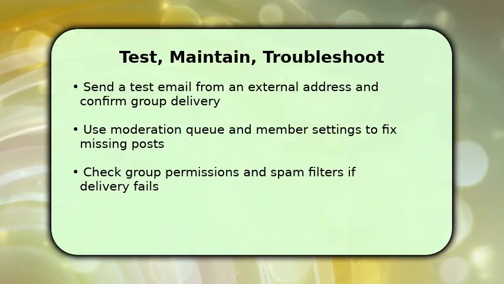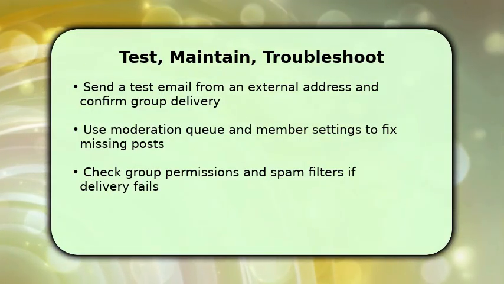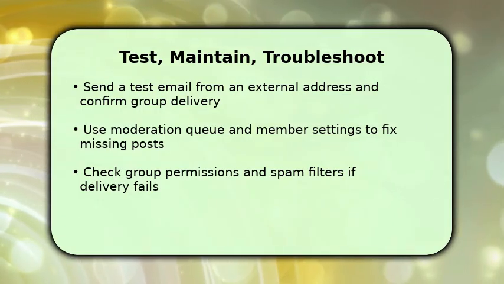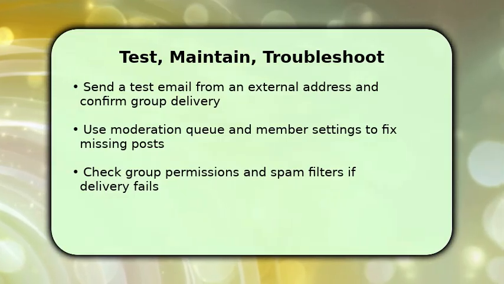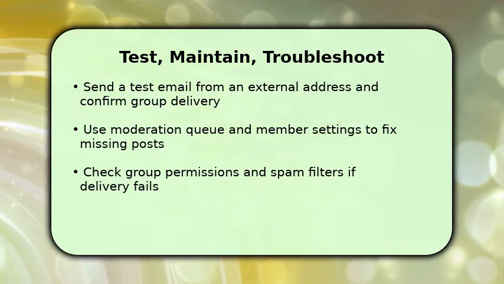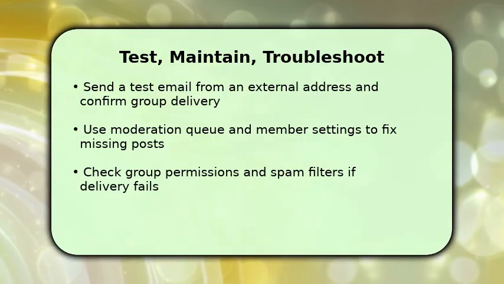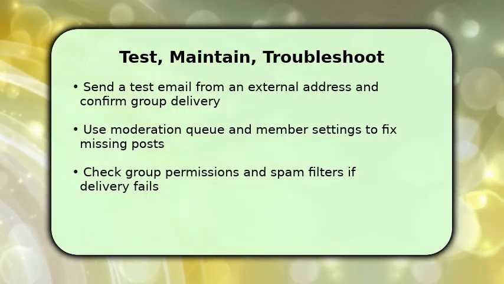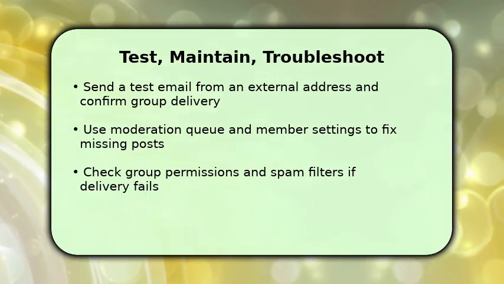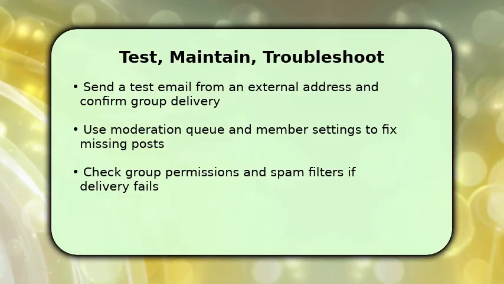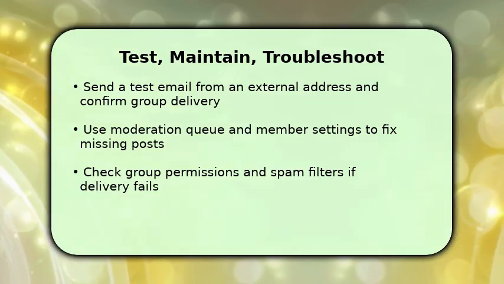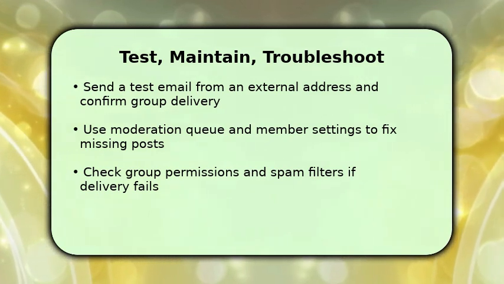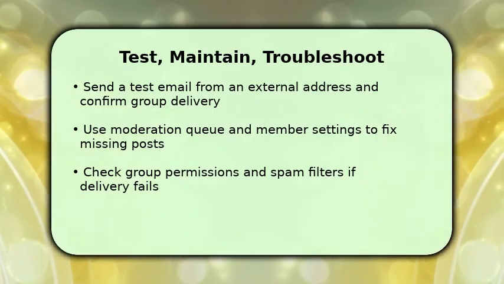Send a test message from inside and outside the domain and confirm receipts. If messages vanish, check the moderation queue and member roles first, because posts often wait for approval. Also verify group permissions and each recipient's spam filters or forwarding rules. If problems persist, make sure the group's posting permission matches your intent and temporarily open posting to troubleshoot delivery. Then tighten settings once resolved.